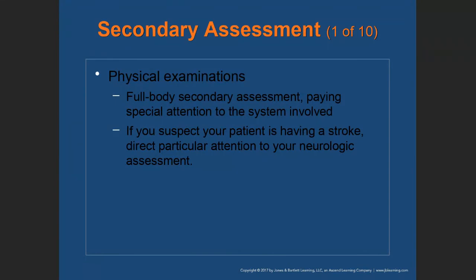In your secondary assessment, do a physical examination, a full body secondary assessment, paying special attention to the system involved. If you suspect your patient is having a stroke, direct particular attention to your neurologic assessment. So you want to check the time, you want to look at facial droop, arm drift, and speech, right? Based on your guidelines or protocols. Definitely pay attention to the GCS, and check PMS in all 4 extremities.